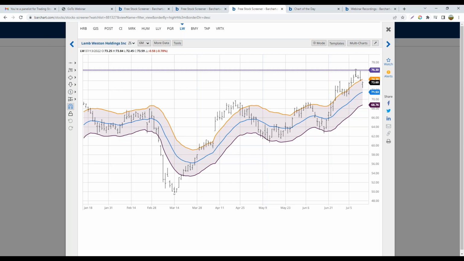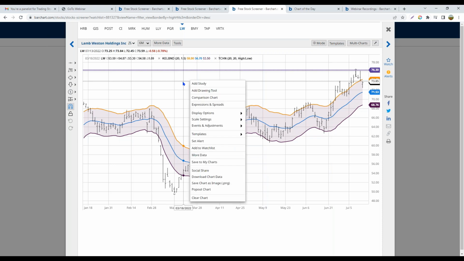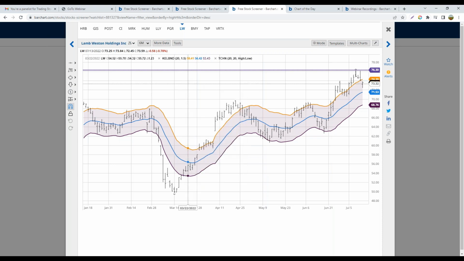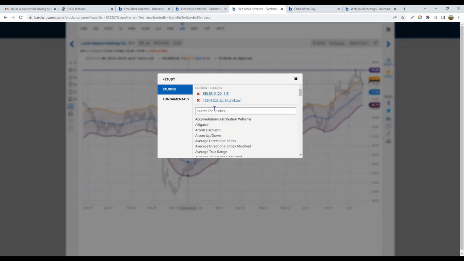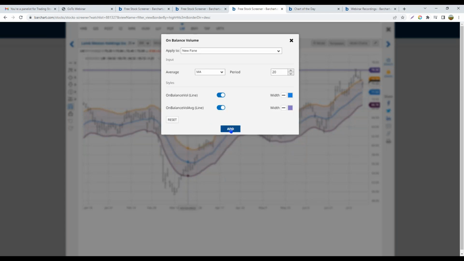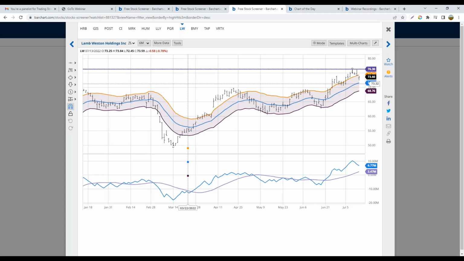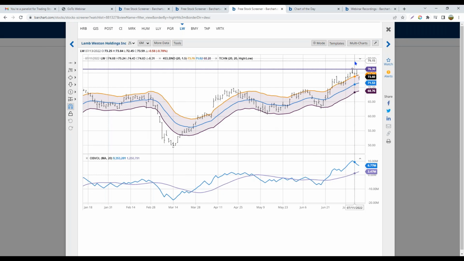If I want to believe that this stock is going to continue to move higher, well, what do I want to see? Well, I want to see that accumulation of traders or institutions adding to their position. And yeah, we just made this new high. We made this new unbalanced high.